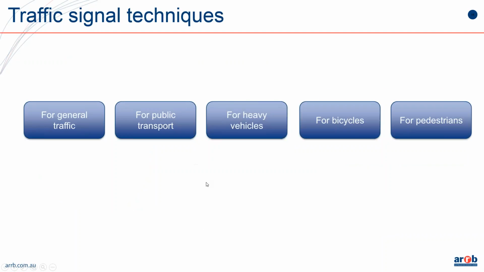Okay. Now, going to the traffic signal techniques. The traffic signal techniques in the Guide to Traffic Management Part 9 provide some very good guidance in terms of classification of traffic signal techniques. There are various types of them. Some were classified for general traffic improvement, some were for public transport, some for heavy vehicles, some for bicycles, and some for pedestrians.